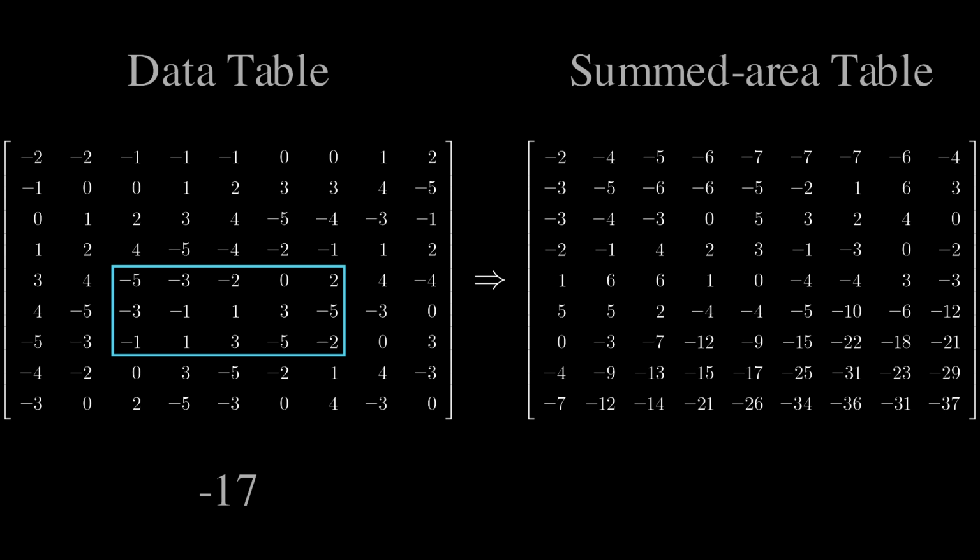What we'll do first is to find the value that corresponds to the lower right of our region. This number in green is the one we're looking for. In other words, it has the same row and same column as the lower right value in our region in the data table.